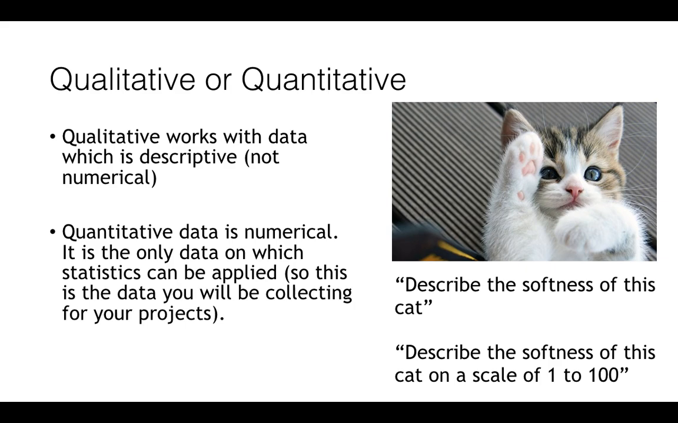Quantitative data gives you quantities. So it's numerical. And it's the only data which we can use our statistics on. So you should be collecting quantitative data because otherwise we're not doing maths. So I might say to you then, describe the softness of this cat on a scale of 1 to 100, and you can actually give me a number. Now obviously that's quite a subjective question, but we do work with subjective answers in maths sometimes. Okay, so qualitative gives you qualities, quantitative gives you quantities, and we are only really interested generally in quantitative data in maths.